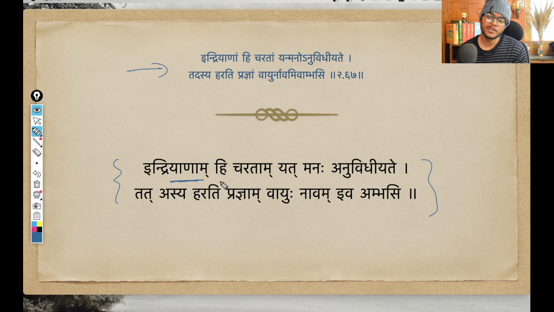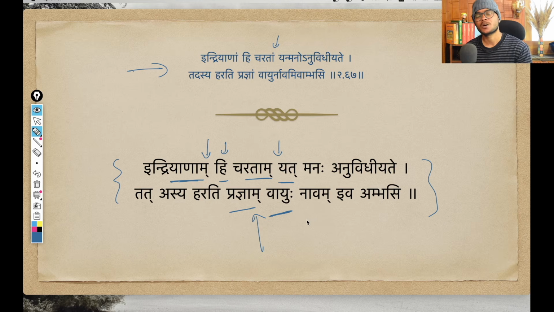So firstly, between these two padas, Indriyanam and Hi, we have the Anuswara sandhi. The padant makara is changing into Anuswara due to the presence of a consonant. So this is Anuswara sandhi. And the same sandhi, Anuswara sandhi, we can spot between these padas also, Charatam and Yat, that is why makara is getting replaced by this Anuswara. And then Pragnyam and Vayuhu. So in all these places, we have that same Anuswara sandhi.